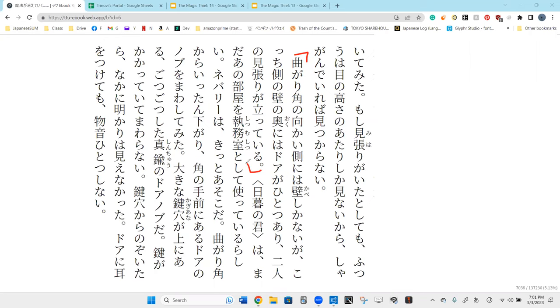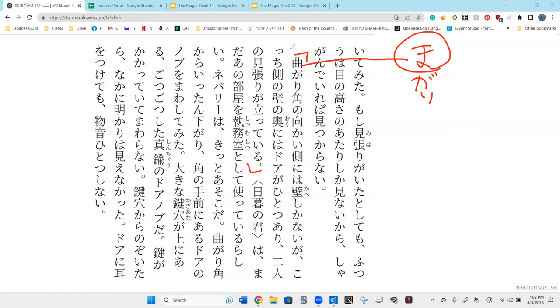Hi. Here is Mukaga. Mukagari. Kadono mo kai kawani wa kabeshi kanai ga. Kochikawa no kabe no okuni wa doa ga itotsu ari. Utatsu. 二人の名著。二人の名流れが立っている。妨害。妨害 is the bend, right, Money?